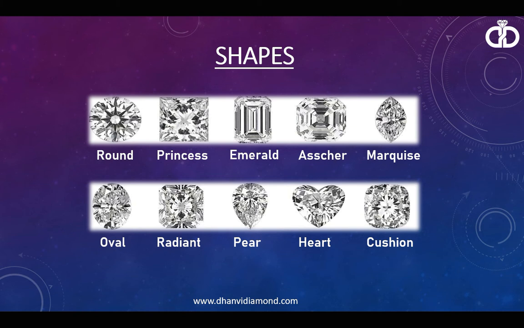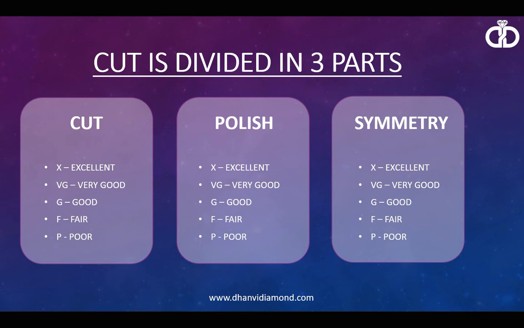These are not the only shapes, of course. There are many other shapes which are found. I've shown some more here: Asscher cut, radiant, oval, cushion. So there are many other shapes besides these as well. Depending on even the customer order, the shape can be made.